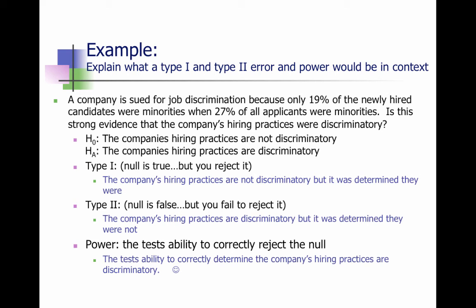A type 2 error is when the null is false, but we fail to reject it. In this case, the company's hiring practices are discriminatory, but it was determined that they weren't. Lastly, looking at the power is the test's ability to correctly reject the null hypothesis. They're rejecting the null, and that is what they should do. We would state that the power is the test's ability to correctly determine that the company's hiring practices are discriminatory. So again, we're correctly finding in favor of the alternative hypothesis.